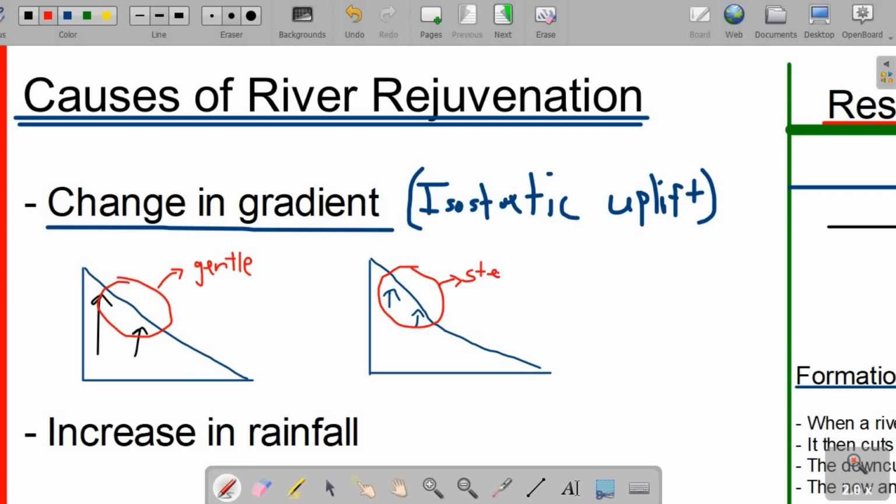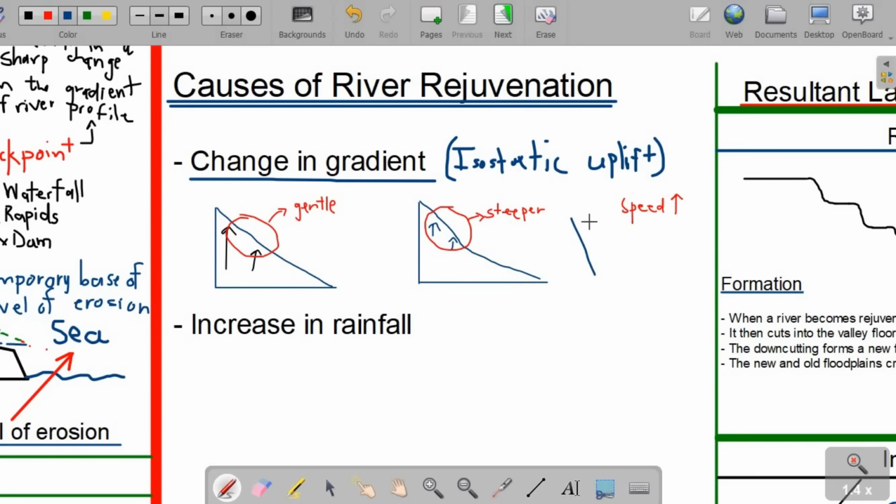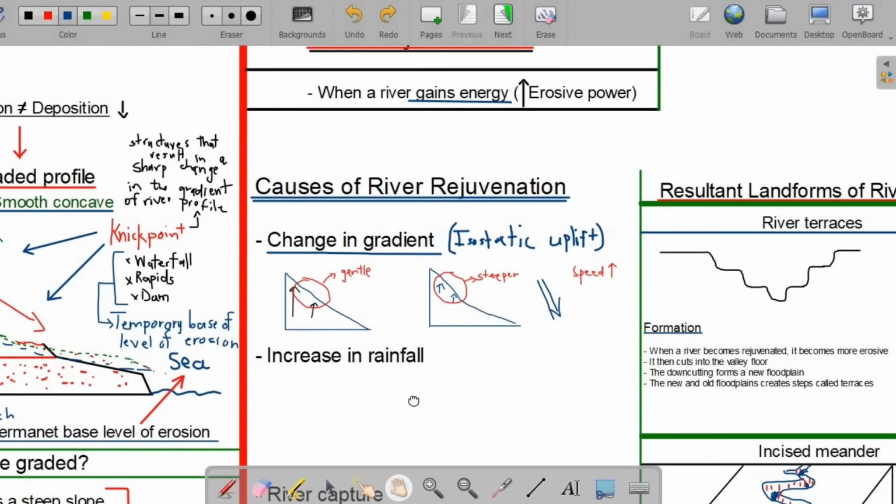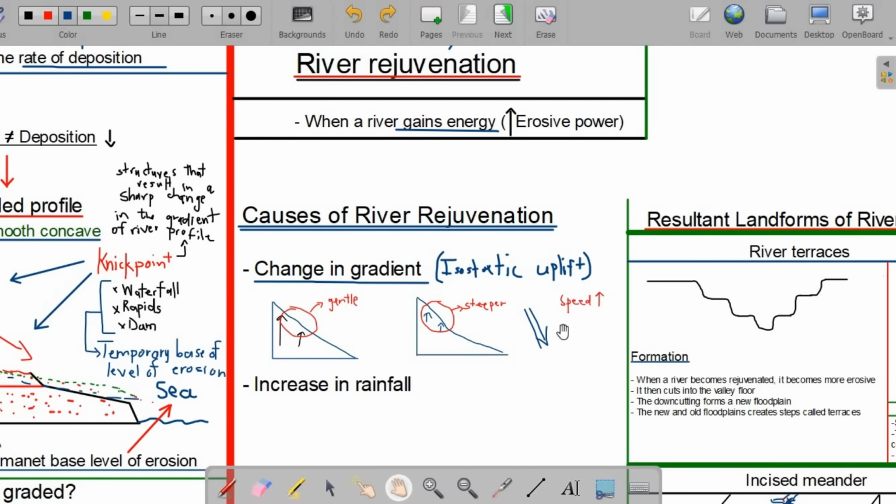So if you have a steeper slope, what increases? The speed will increase. Along a steep slope, the river runs faster, right? Compared to a much gentler slope. So if the speed increases, then that means that its energy has increased. So that is how it is being rejuvenated. It is being rejuvenated through the increase in speed.